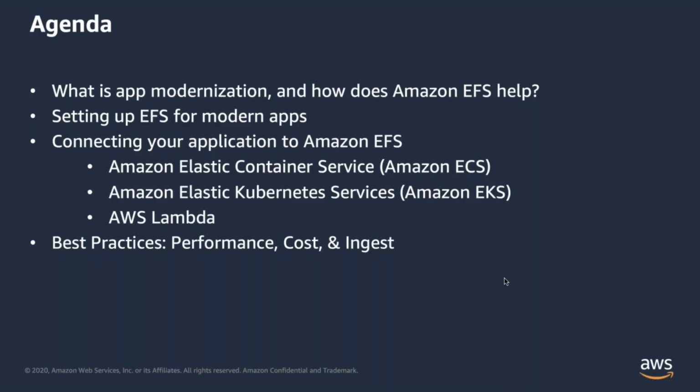First, how to set up EFS for your modern apps, and then how to connect to your EFS file system from the major app modernization services. First, Amazon Elastic Container Service, Amazon ECS, then Amazon Elastic Kubernetes Service, Amazon EKS, and then AWS Lambda. Once we walk through how to get started, we're going to talk about best practices for performance, cost, and how to ingest your data.